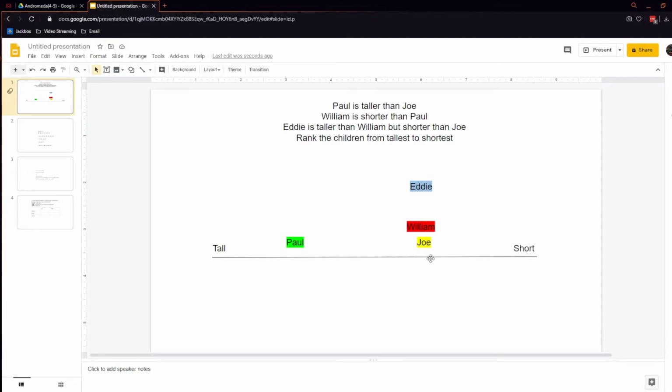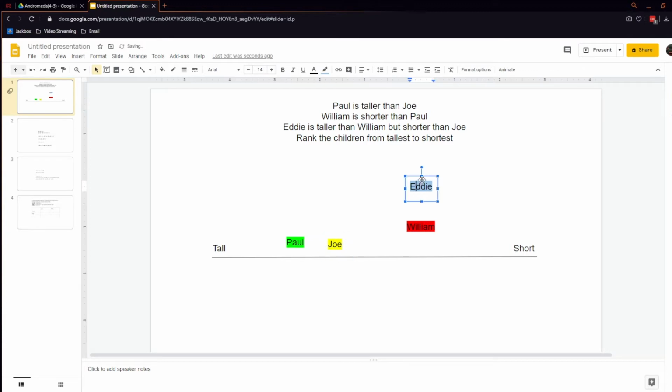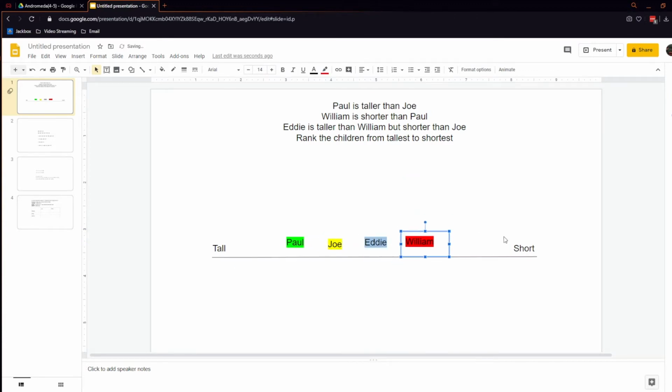Eddie is taller than William, but shorter than Joe. Now we can use Eddie's height as a determining factor to figure out whether William is taller than Joe or Joe is taller than William. So Eddie is taller than William, but shorter than Joe. Therefore, Joe is taller than Eddie, and Eddie is taller than William, and Paul is taller than Joe. So therefore, the order goes Paul, Joe, Eddie, William. And that's how you solve that first problem.